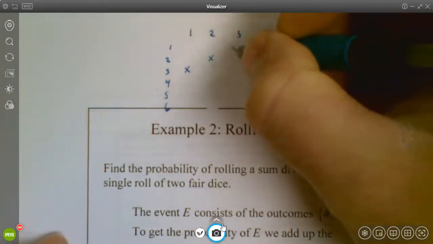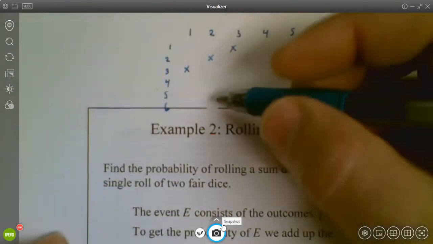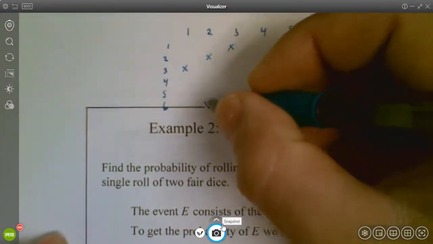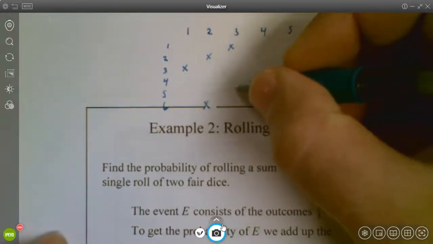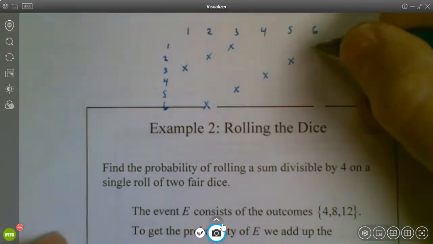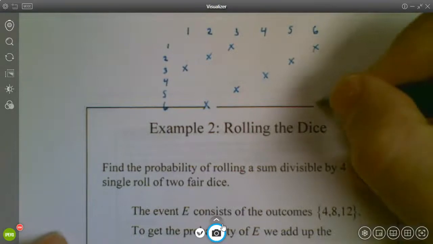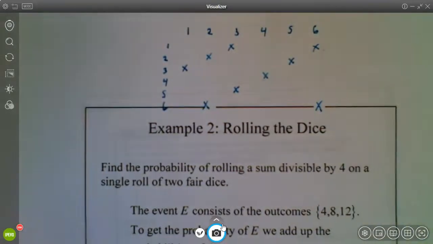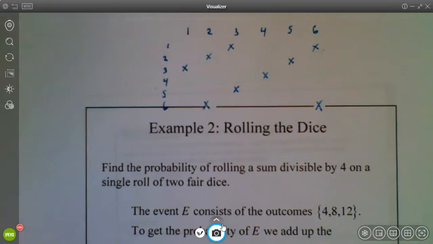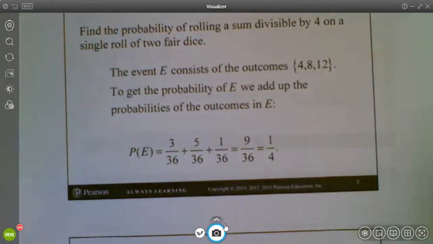in this diagonal. My sums of 8 would start down here where I see the 6, 2. So 6, 2, 5, 3, 4, 4, 3, 5, and 2, 6. So there's our sums of 8. And then sums of 12, there's only one way to do that. That's your 6 and 6. And so now I can simply look at those x's and say, well, how many x's do I have? There's 9 of them. I know it's out of 36, so right off the bat, I'm seeing 9 out of 36, which we obviously could reduce.